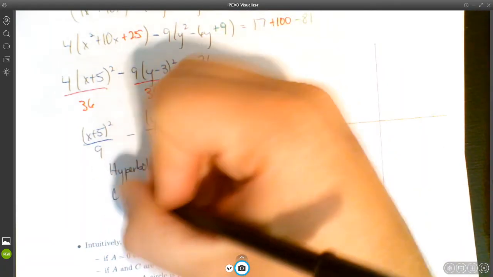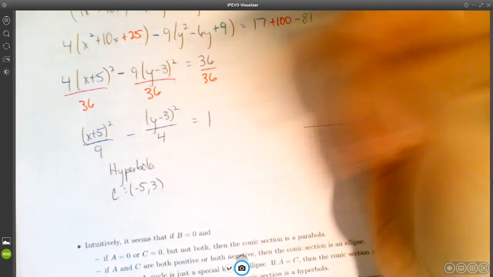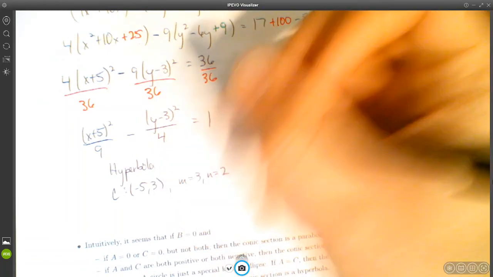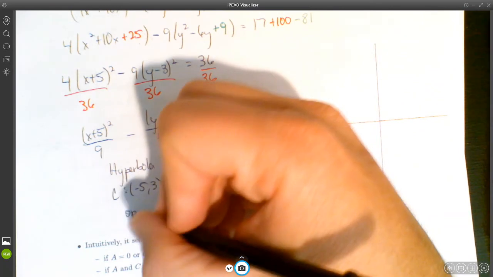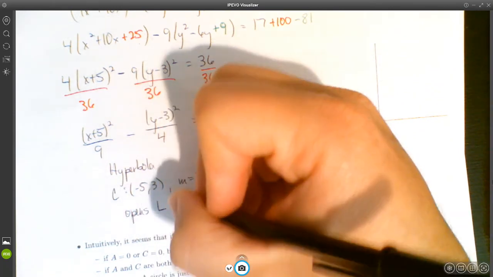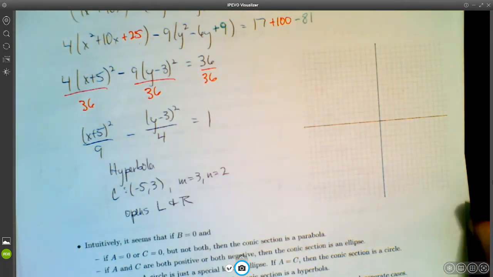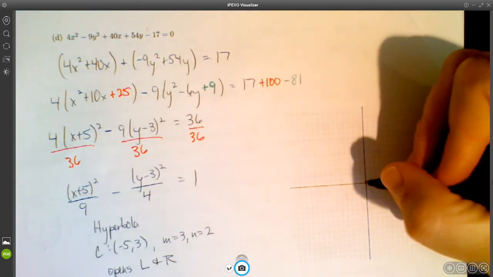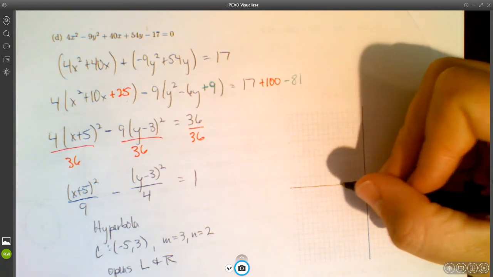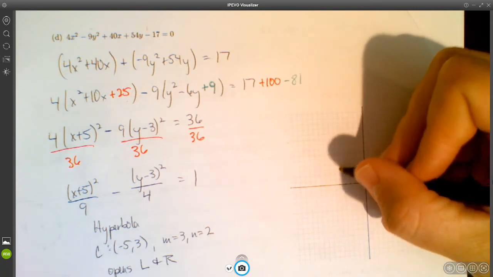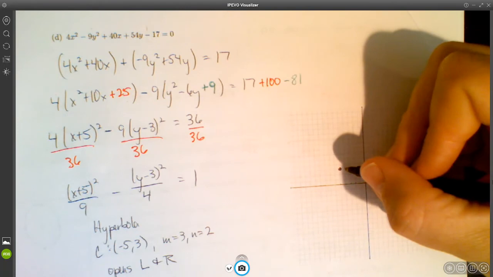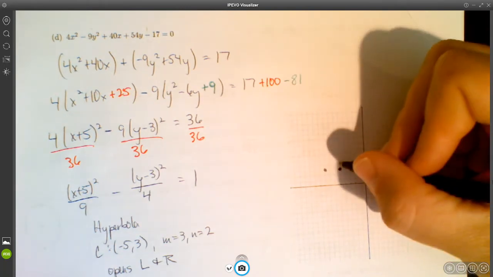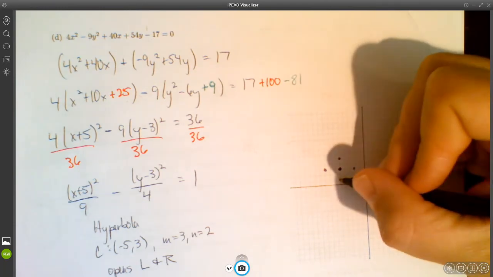The center is negative 5, 3. M is 3, N is 2. And this one's going to open left and right. So let's graph it. Center is negative 5, 1, 2, 3, 4, 5, 3, 1, 2, 3. M is 3, 1, 2, 3, 1, 2, 3. N is 2, 1, 2, 1, 2.